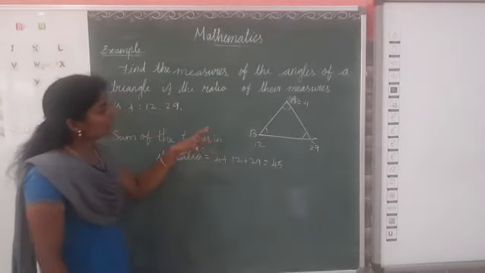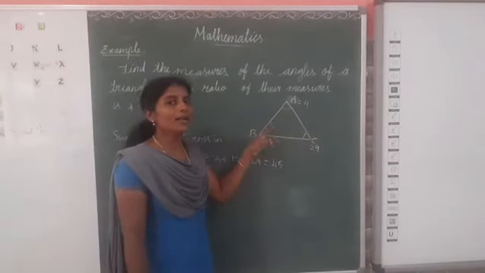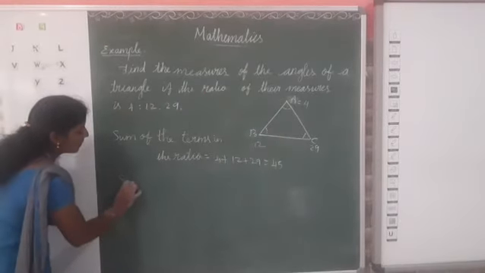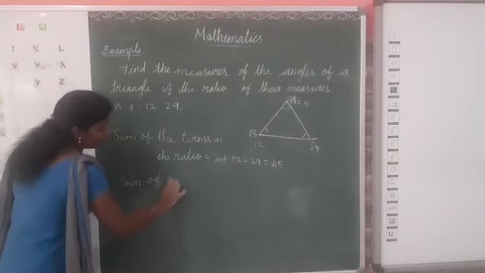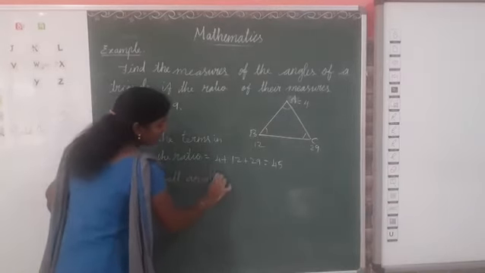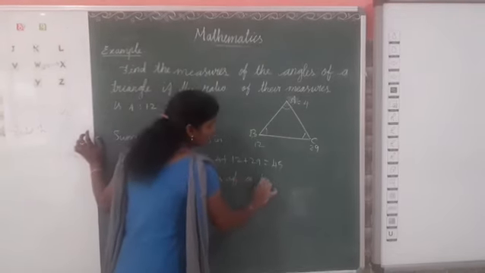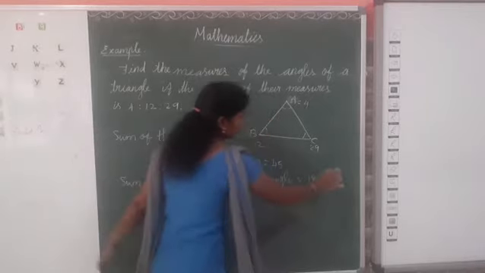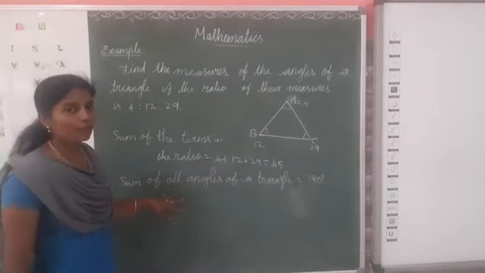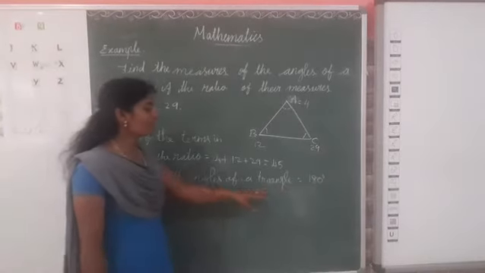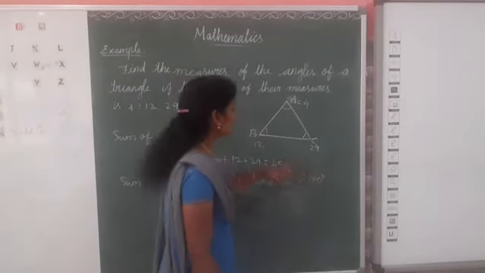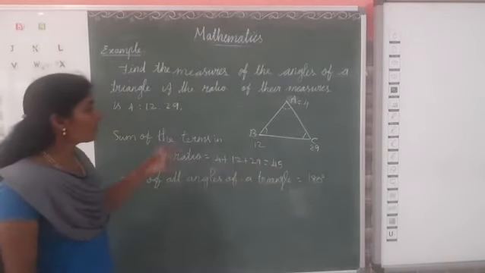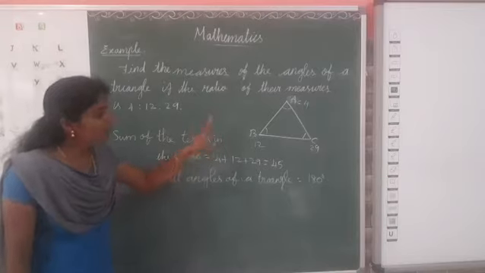Now we know that the sum of all angles of a triangle is equal to 180 degrees, isn't it? Already we have learned about that, the properties of a triangle. The sum of all the angles of a triangle is 180 degrees. Now listen, this total ratio is 45, isn't it? Now we can find what is A, what is B, what is C.